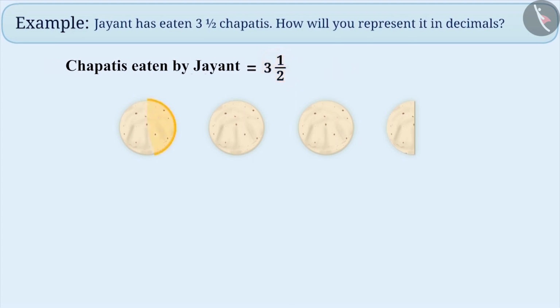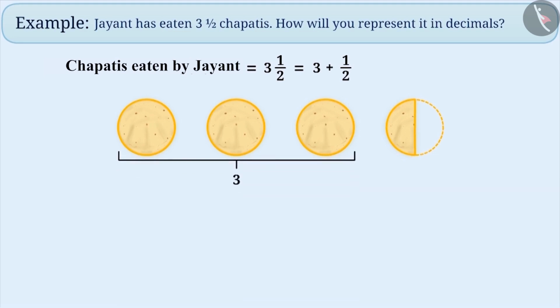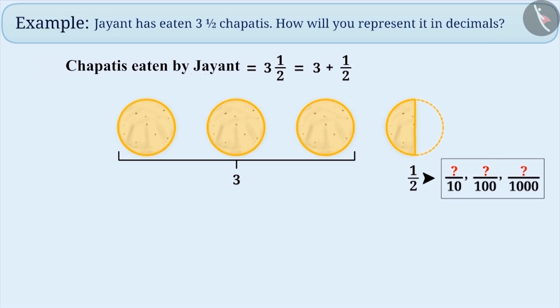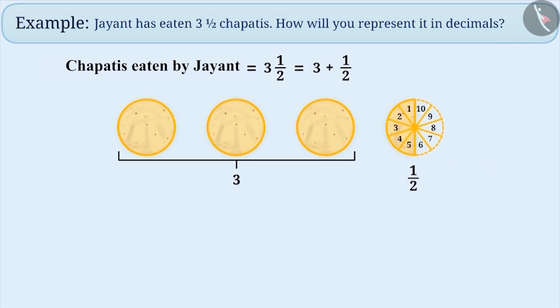Since there are 3 wholes and 1 half in 3 1/2, we can write it as 3 plus 1/2. Here, 3 is a whole part and 1 is a half part of the whole. Here, we need to convert half into a fraction where the denominator must be a number like 10, 100, 1000, etc. In order to do this, we will divide the whole into 10 equal parts. As you can see here, there are 5 parts out of 10 parts of the chapati. So the equivalent fraction of 1/2 is 5/10.